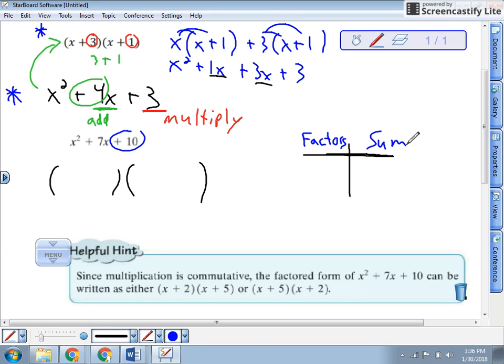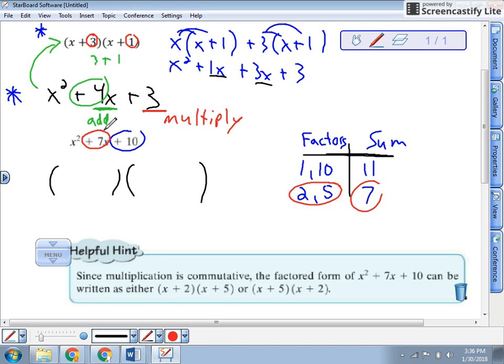So it's going to be 1 and 10. 1 times 10. What does that add up to? 11. What are the other factors of 10? 2 and 5. What does that add to? 7. When you look at that, that's what we want. 2 times 5 adds up to 7. There's our plus 7 right here.